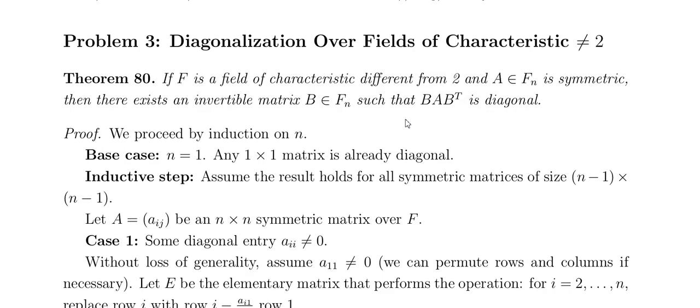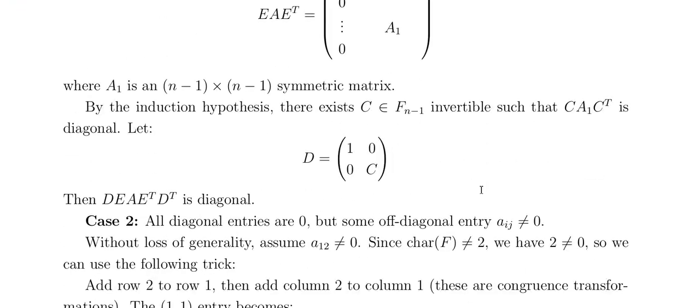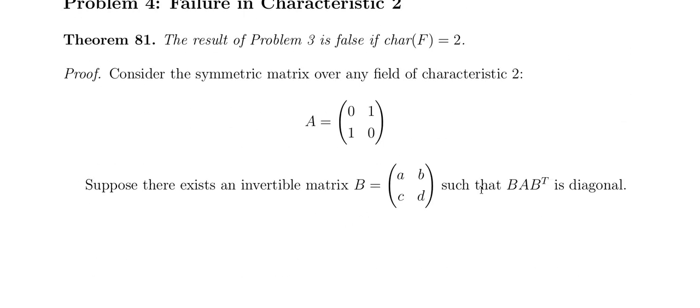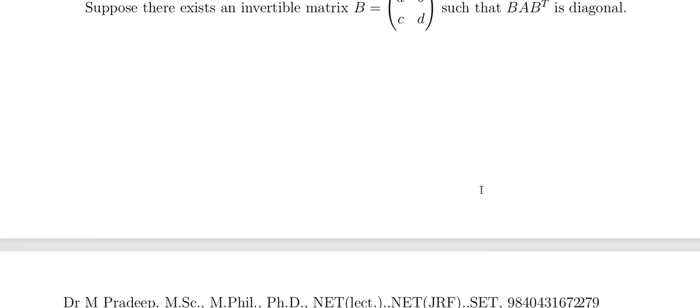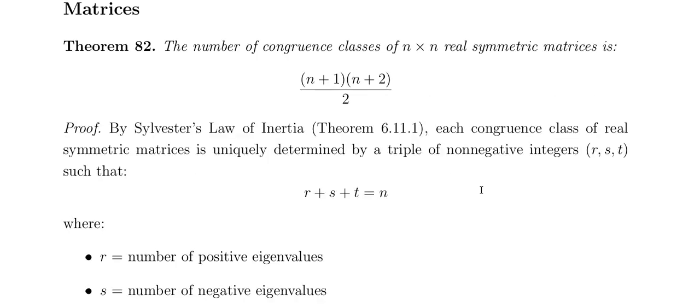And diagonalization over fields of characteristic not equal to 2. If F is a field of characteristic different from 2 and A belonging to F^n is symmetric, then there exists an invertible matrix B such that B A B transpose is diagonal. And for characteristic F equal to 2, the result fails.